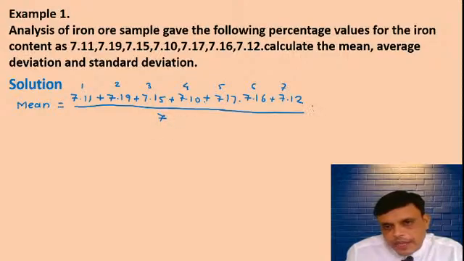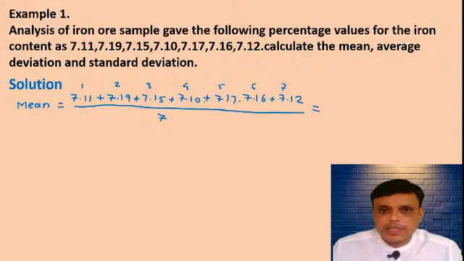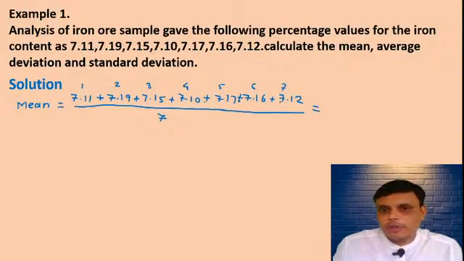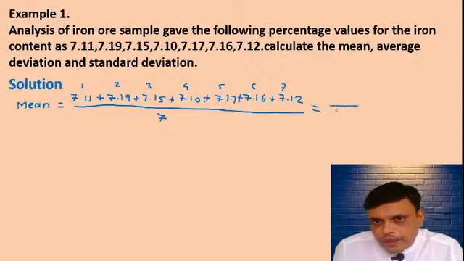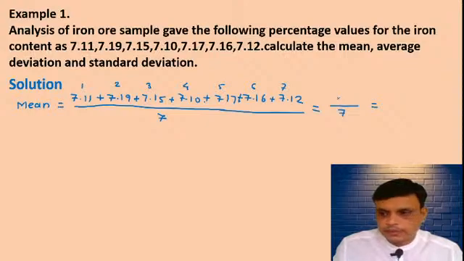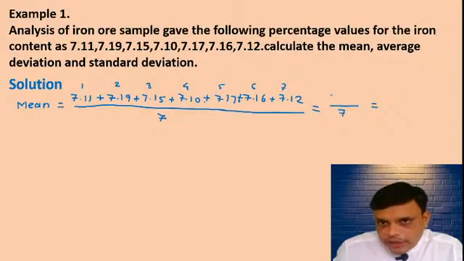Now tell me the addition of these terms. 7.11, 7.19, 7.15, 7.10, 7.17, plus 7.16 and plus 7.12. Tell me the value, and we will divide that value by 7. Don't tell me the mean, Rupesh. Mean is also incorrect. 50, Ankita is saying 50. Correct. So this 50 divided by 7. How much is this?